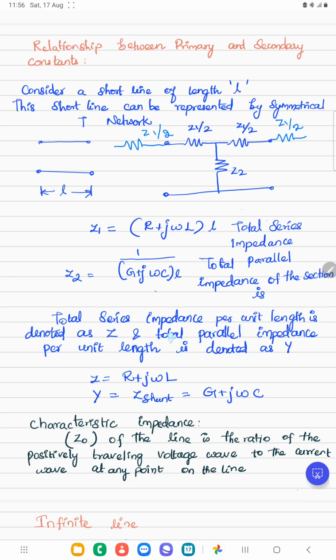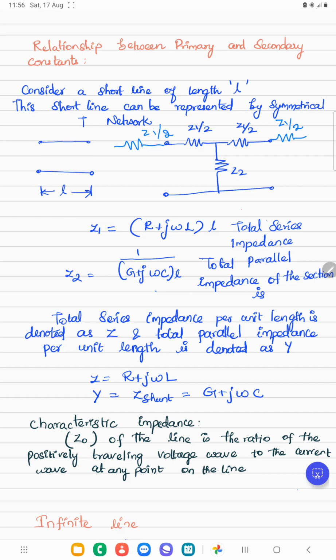Generally, the total series impedance per unit length, where L is equal to 1, is denoted as Z, which is R plus j omega L, and the total parallel admittance per unit length is denoted by Y, which is G plus j omega C. We should remember these two values, which are very important for calculating the characteristic impedance as well as the propagation constant.